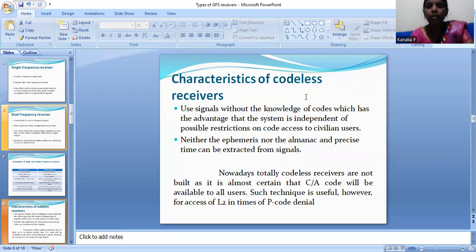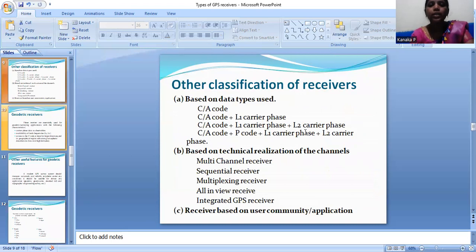That is, however, for access of L2 in times of P code. So next one is other classification of receivers. First one is based on data type used. Second one is based on technical relaxation of the channels. Third one is receivers based on user community and application.